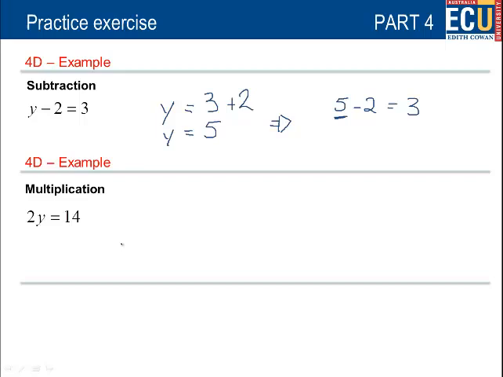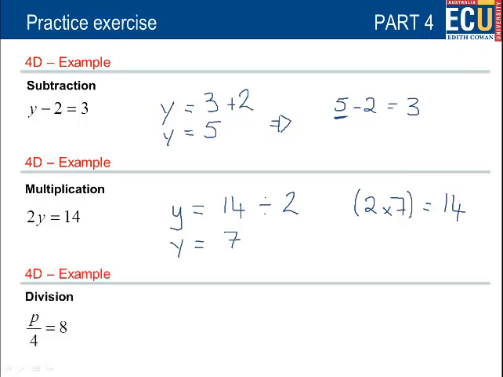Let's have a look at a multiplication situation. 2y equals 14. Again, we'll try and keep y on its own. So y equals 14. Because we're multiplying by 2 on the left-hand side of our equal sign, we now divide the 14 by 2. So 14 divided by 2 equals 7. Let's test this equation. 2 multiplied by 7, yes, it equals 14.